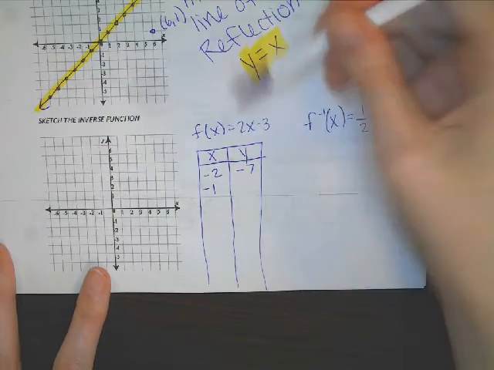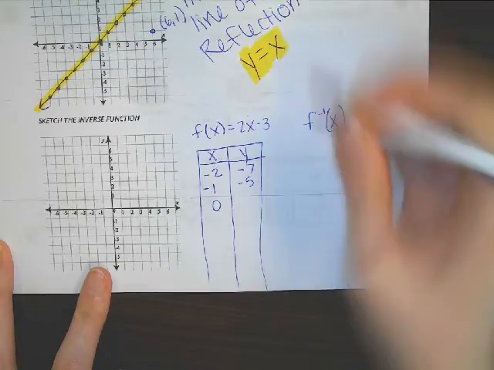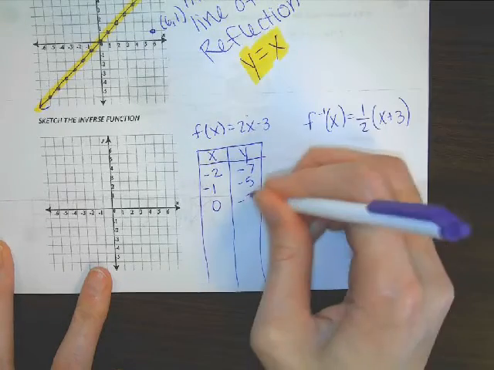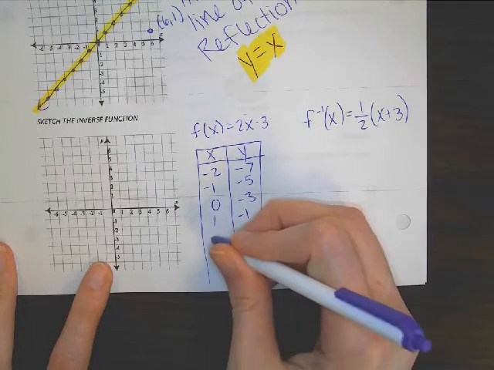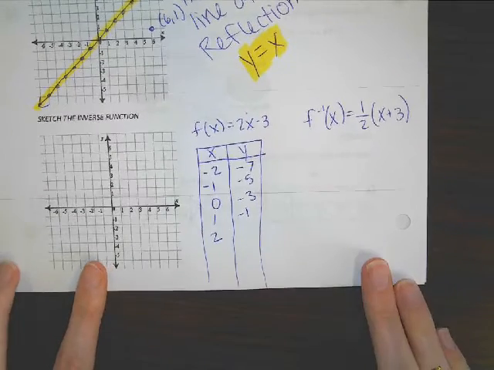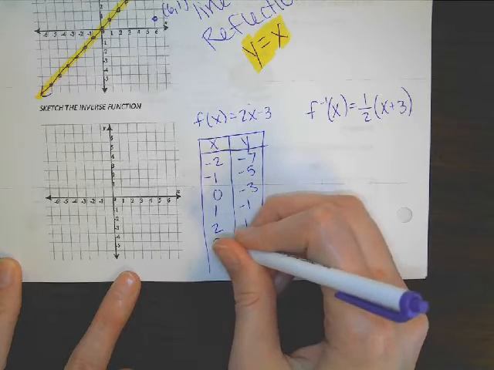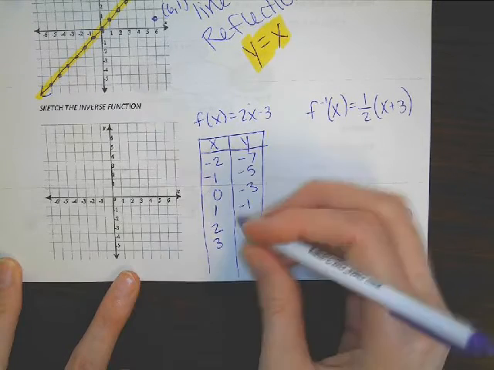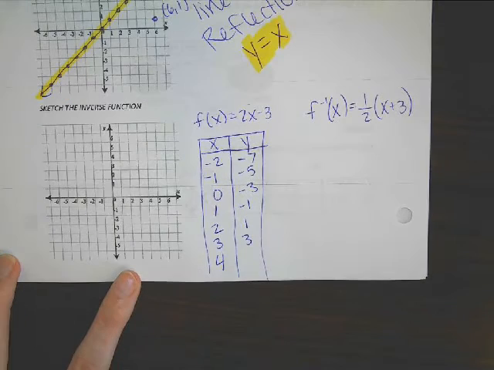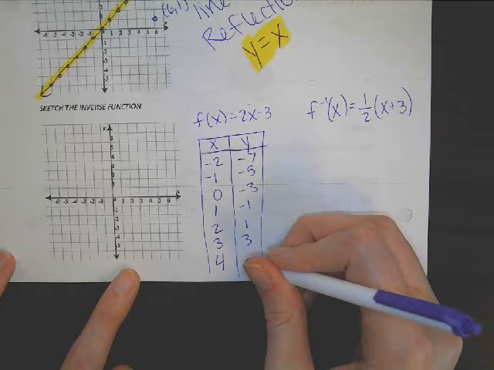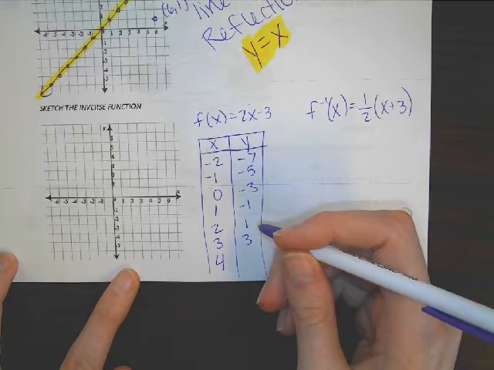-7. 2 times -1 is -2 minus 3, -5. 2 times 0 is 0 minus 3, -3. 2 times 1 is 2 minus 3, -1. 2 times 2 is 4 minus 3, 1. 2 times 3 is 6 minus 3, 3. It's just going up by 2. And 2 times 4 is 8 minus 3, it's 5.